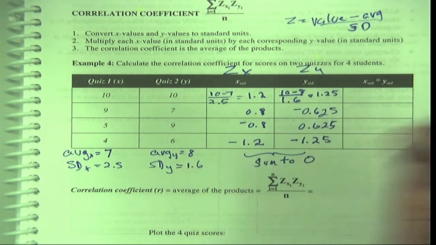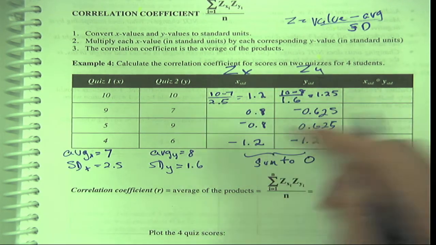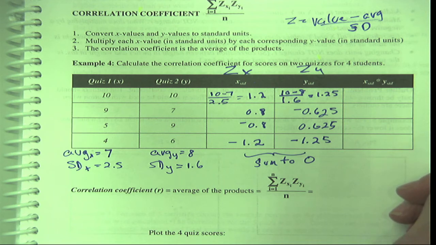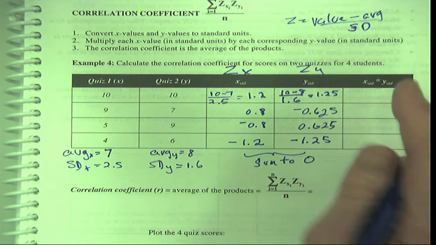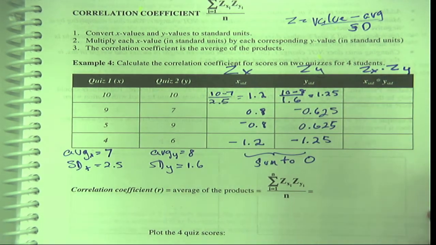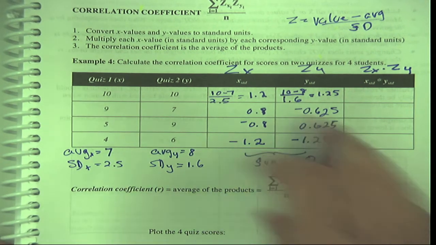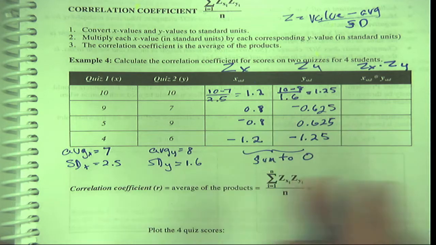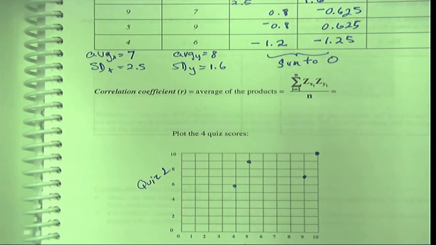Because the deviations have to sum to 0. So these have to sum to 0 as well. All right, and now, what are we doing here? We're taking the products of zx times zy. But before we do that, let's think about what we just did here, and why this makes sense.